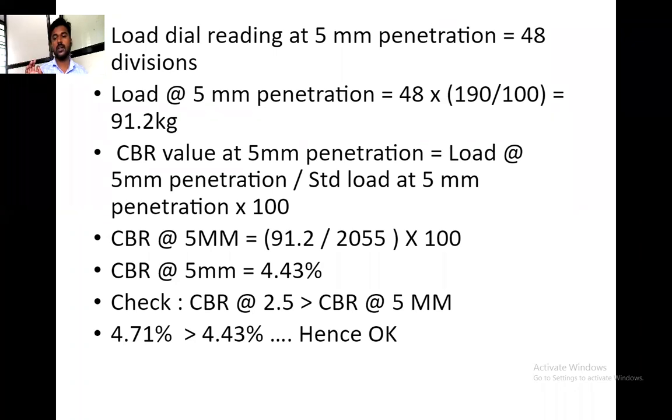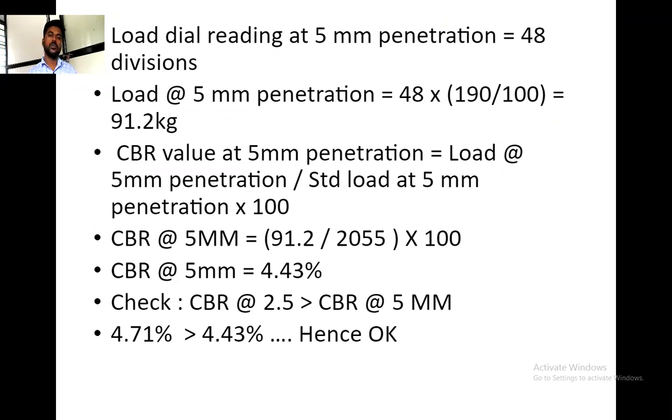See here, the CBR value for 2.5 mm penetration is greater than the CBR value for 5 mm penetration. Hence it is okay. Always the CBR value for 2.5 mm penetration should be greater than the 5 mm value. For 2.5 mm it came as 4.71, and for 5 mm it is 4.43. So by this we can say it is okay. We can use this soil.